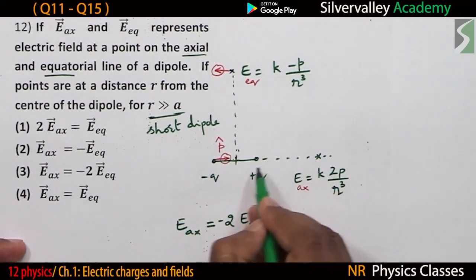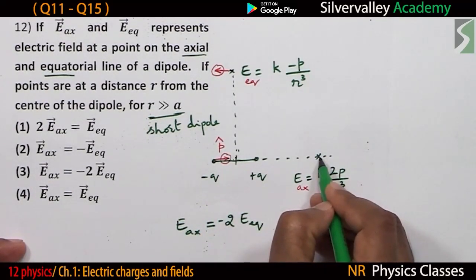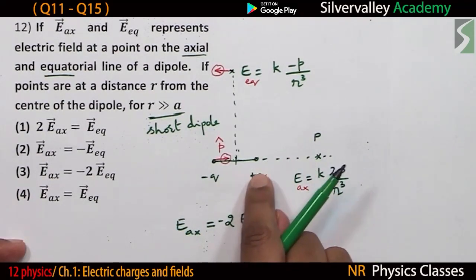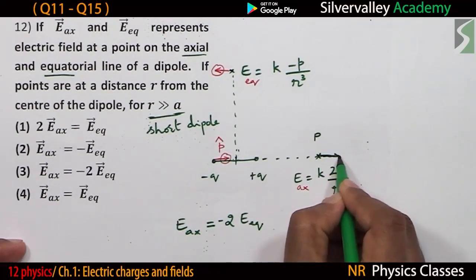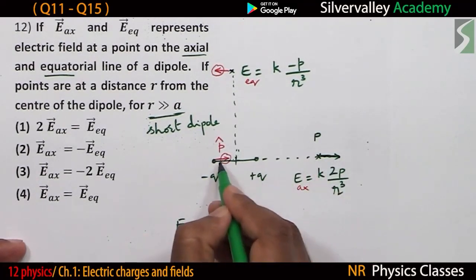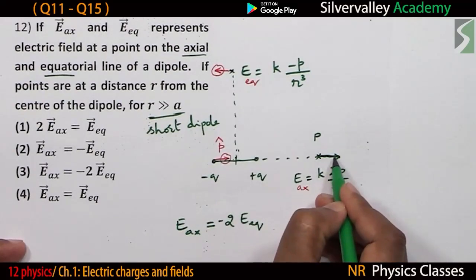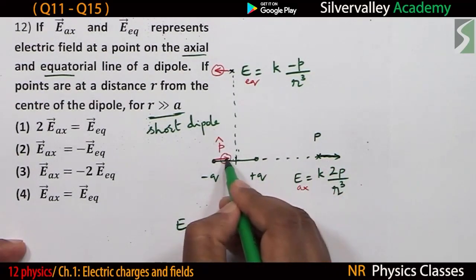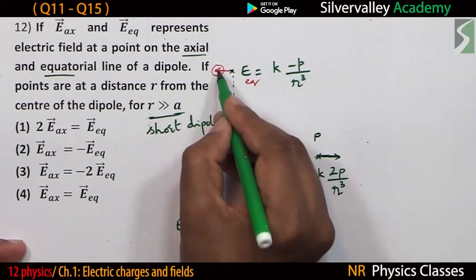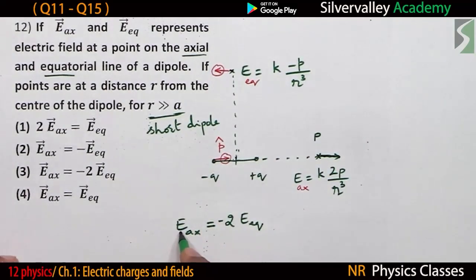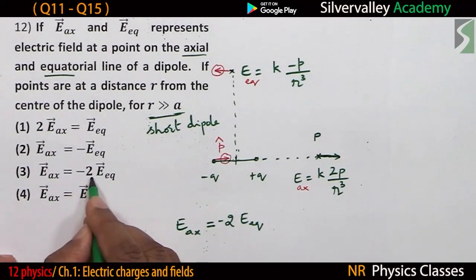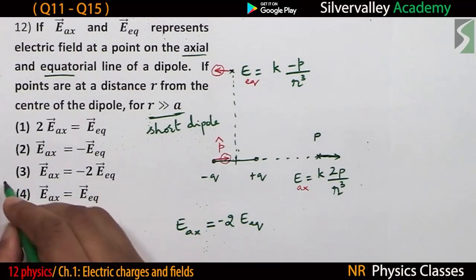And in this case, plus is closer to this point. So influence of positive charge is more. Therefore, direction of electric field is in the direction of the dipole moment. Look at this. Electric field in the direction of dipole moment. That is why positive. These two are in opposite directions. That is why negative. Electric field at a point on the axis equal to minus 2 times electric field on the equatorial.